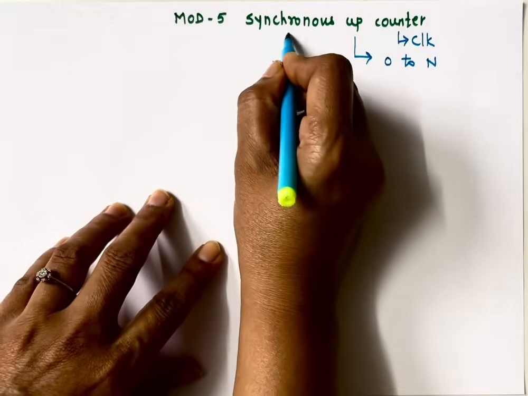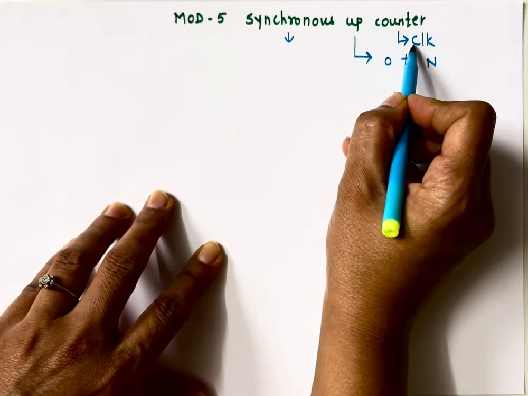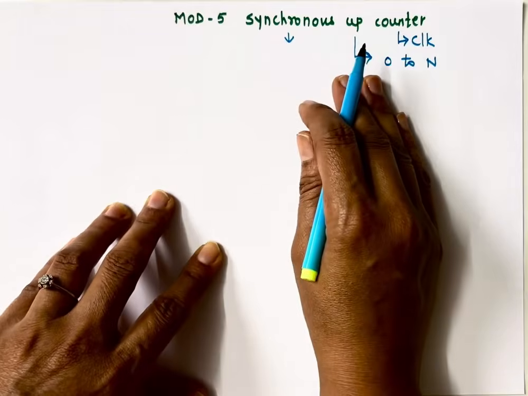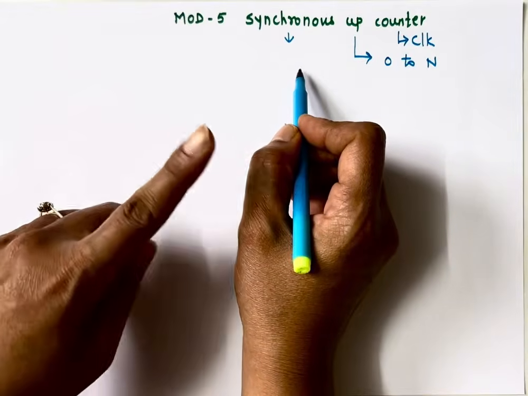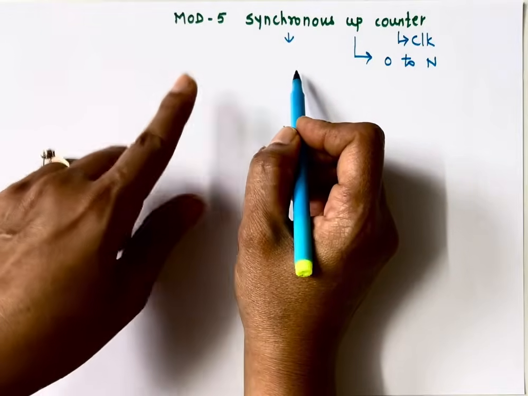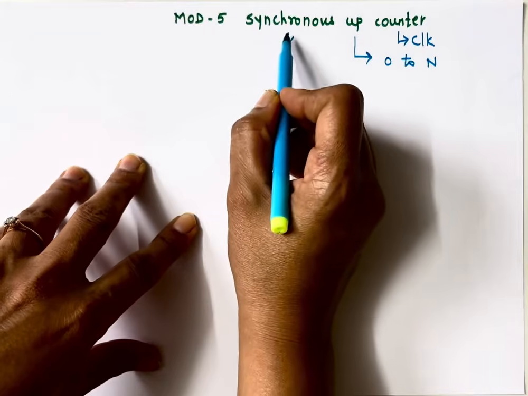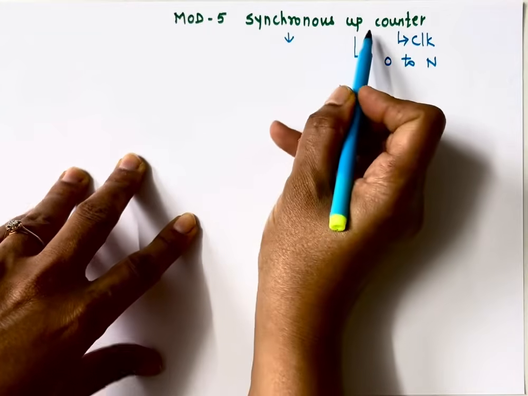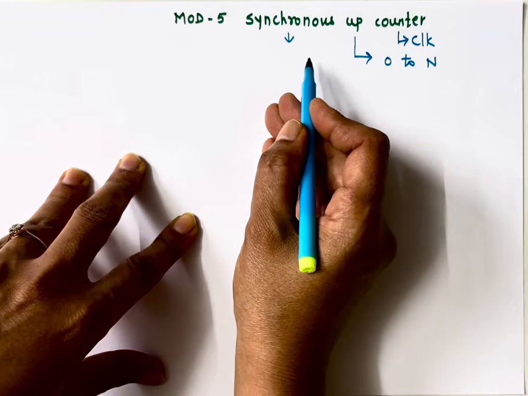This is synchronous counter. It means single external clock input is connected to all flip-flops. In case of asynchronous counters, external clock is given to one flip-flop and output of first flip-flop drives clock input of second. But here, single clock is connected to all flip-flops so that all flip-flops will generate output simultaneously.